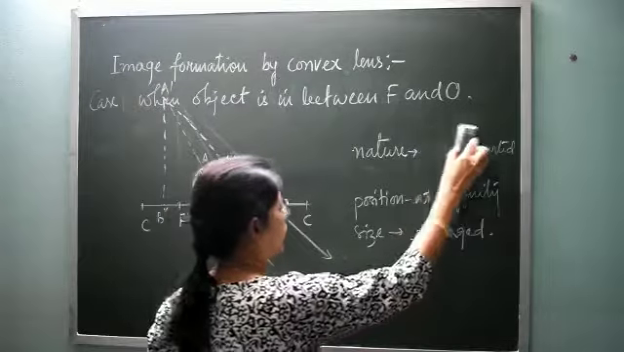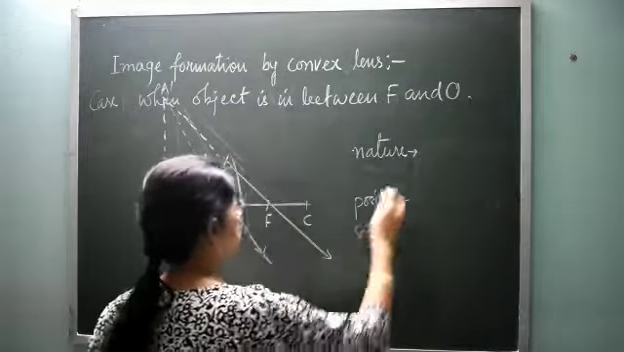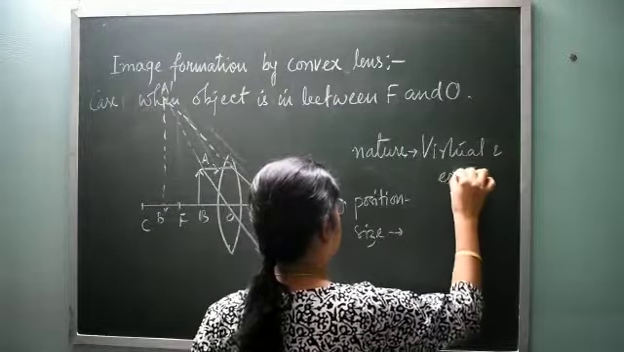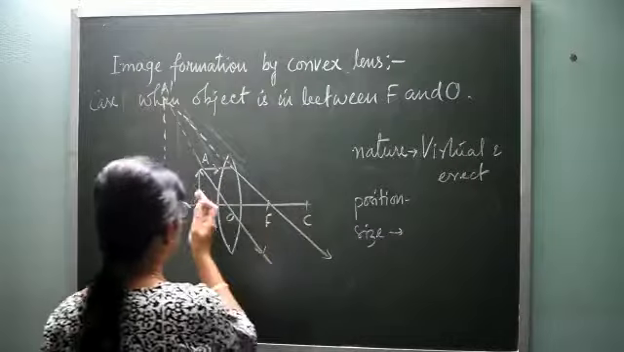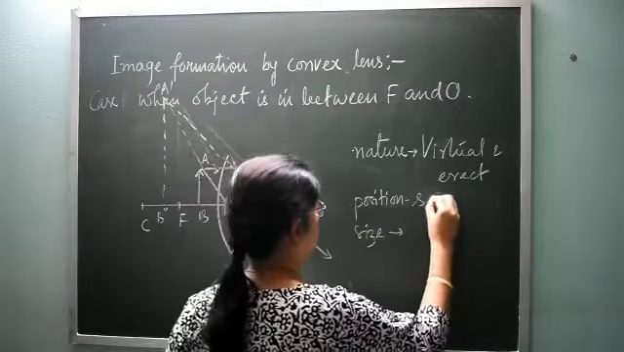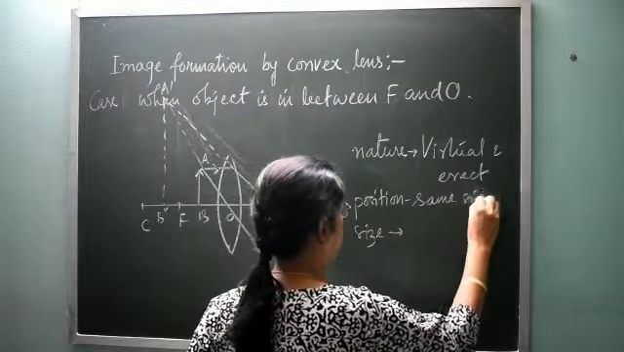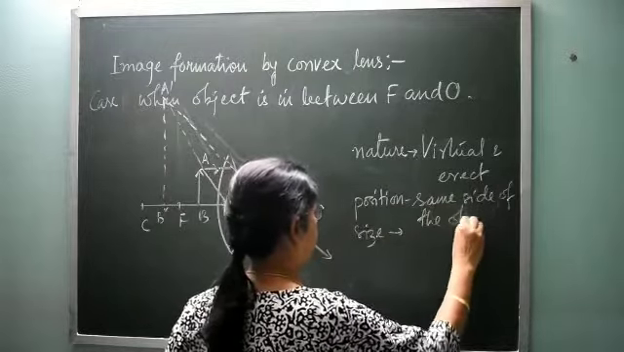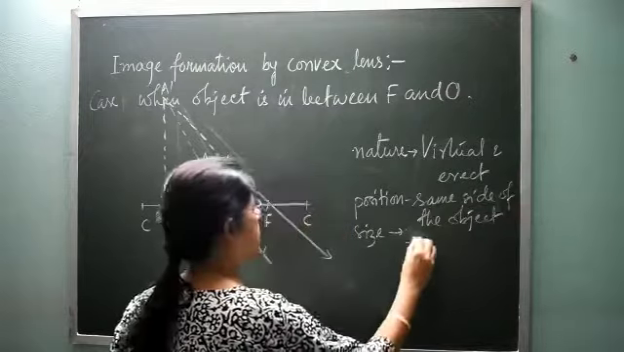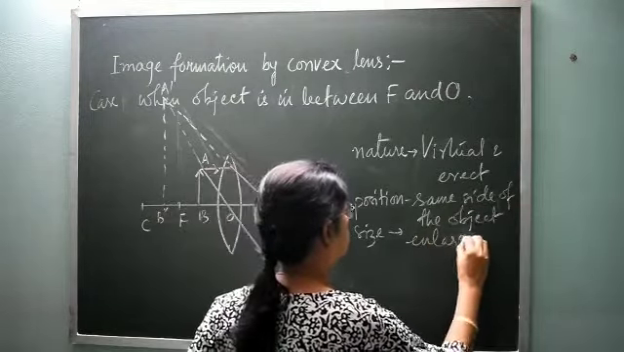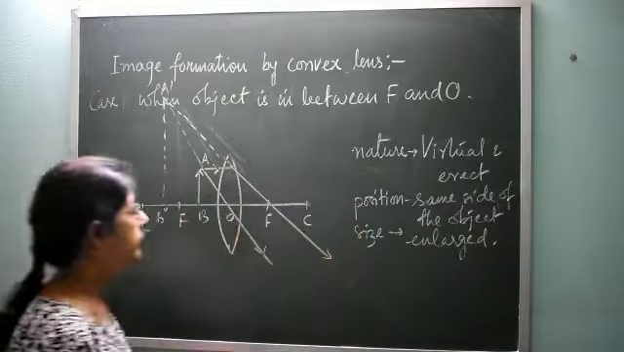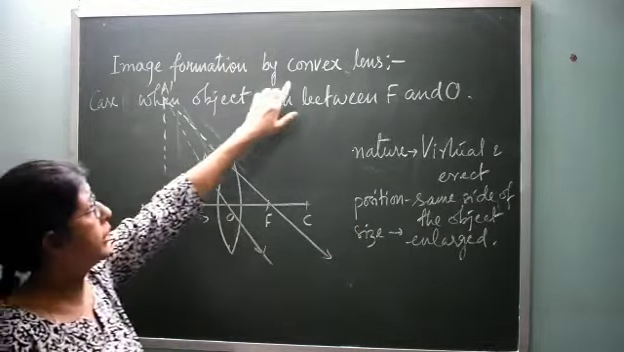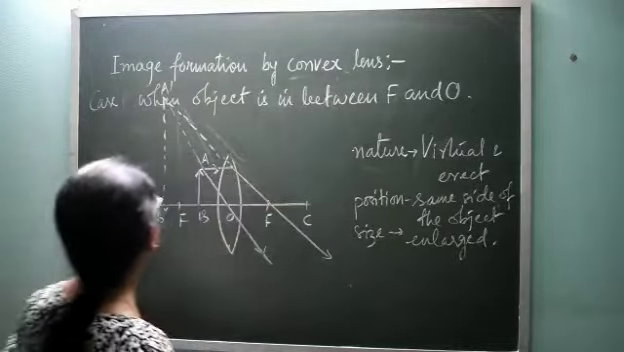Now here we are going to write what is the nature. Nature is virtual and erect. What is the position? Same side of the object. What about the size? It is enlarged. So that's all about the ray diagram, how image is formed by a convex lens.